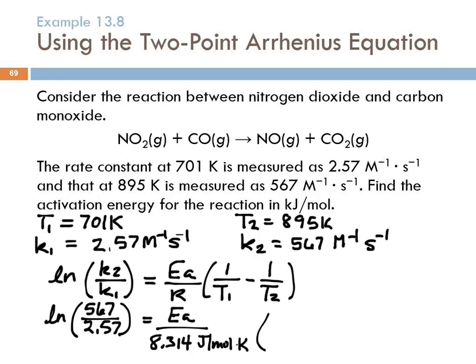And then we've got 1 over 701 Kelvin minus 1 over 895. Now, how you go about getting this into your calculator is between you and your calculator.